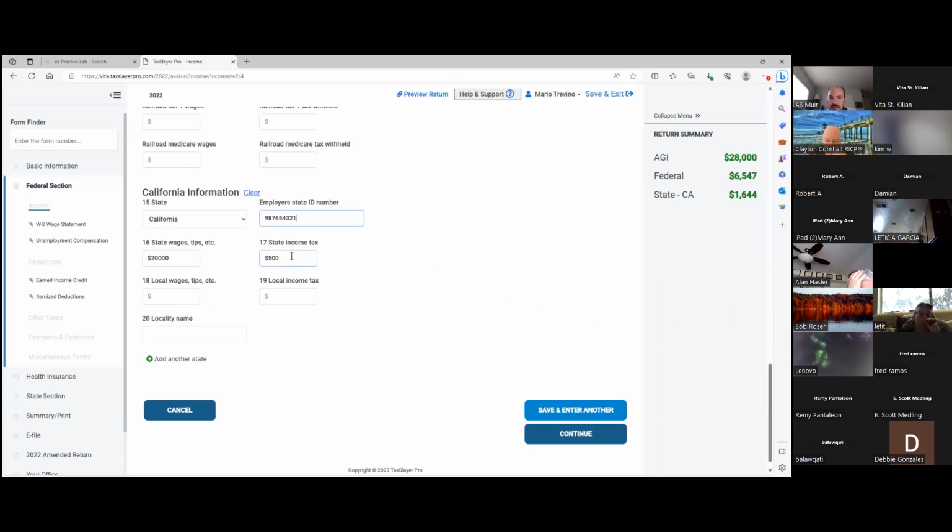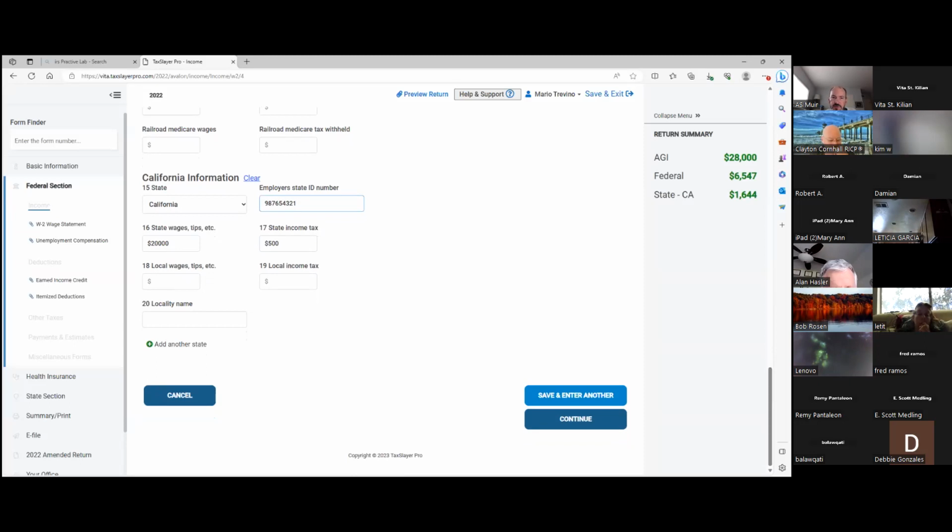And then down here, box 17, state income tax withheld. And then that will appear on the Schedule A as an alpha, and also on the California state return as amount withheld. And boxes 18, 19, and 20 are not used in the VITA program in California because there's no local jurisdiction in California that has individual income tax. All right, any questions about the W-2?